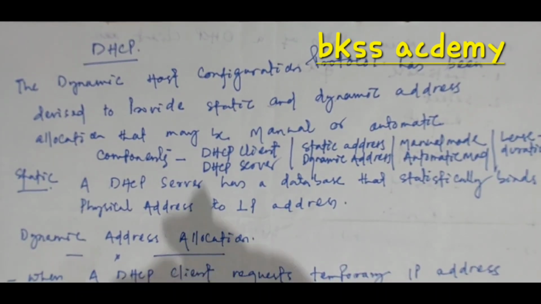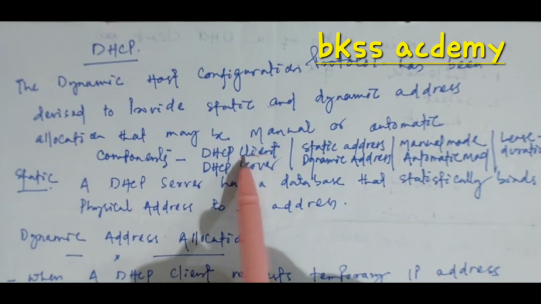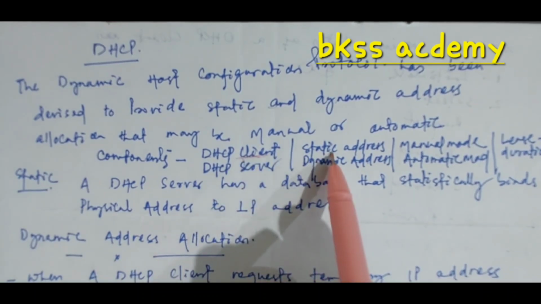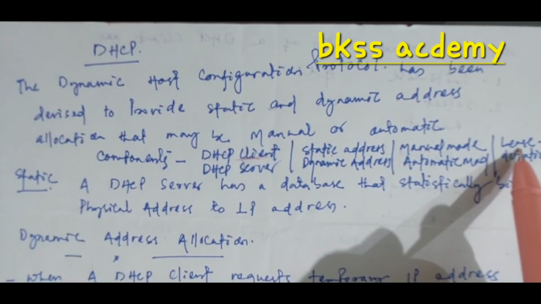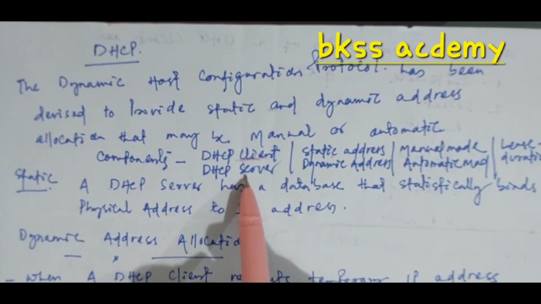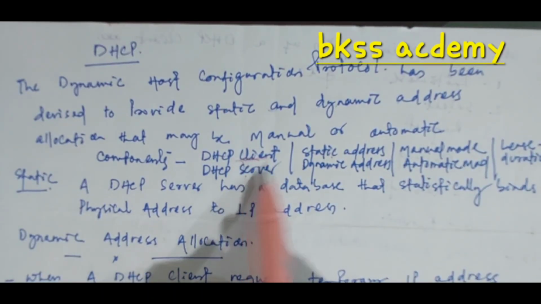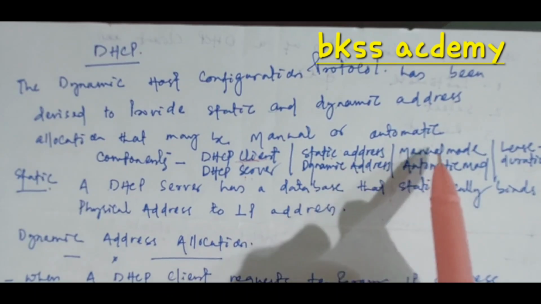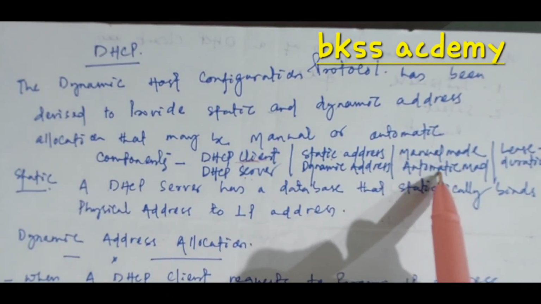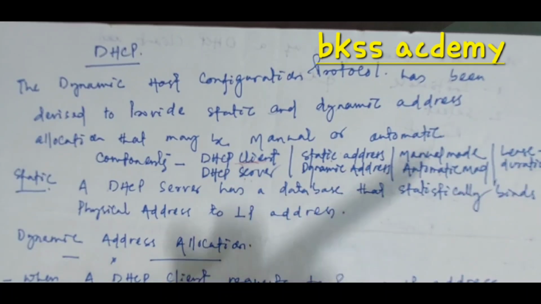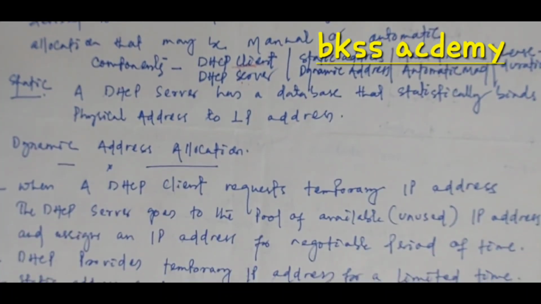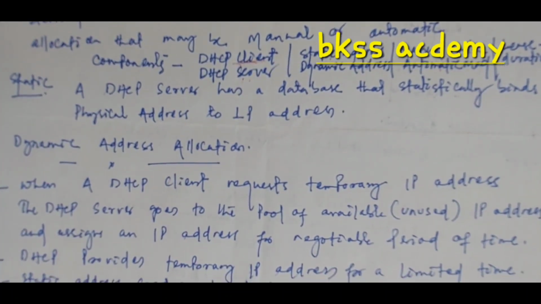Components: DHCP server, DHCP client, static address, dynamic address, manual mode, automatic mode, and lease duration. A DHCP server has a database that statically binds physical address to IP address.